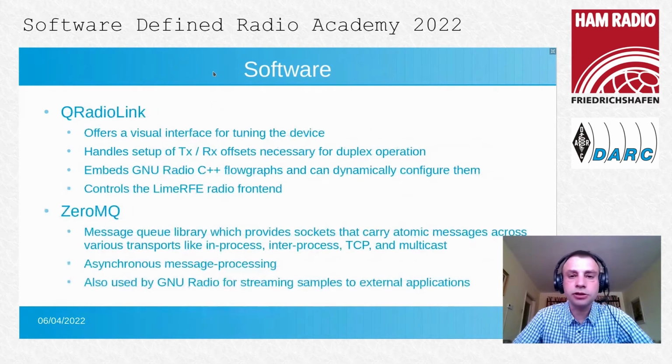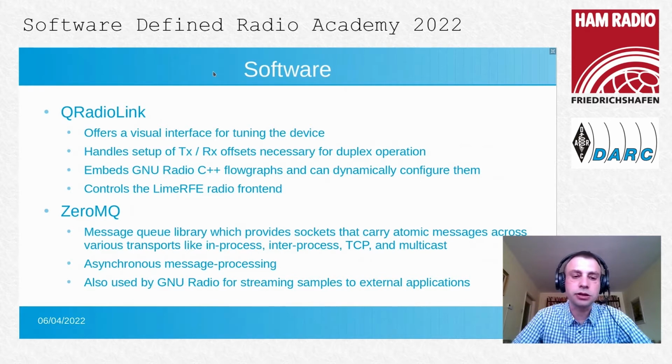The other software components used were QRadioLink, which is an application I have written in order to provide a visual interface for tuning the software-defined transceiver. And this application handles setup of transmit and receive offsets necessary for duplex operation. And it also embeds GNU Radio C++ flowgraphs and can dynamically configure them at runtime. So you can switch modes and toggle transmission on and off and other such configuration.